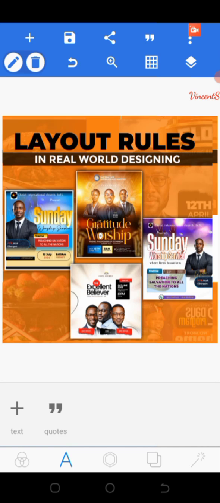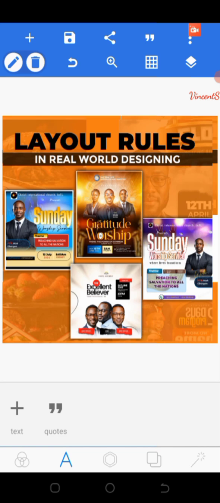Previously, we were looking at the layout law principles in an animated way. It wasn't real world presentations. This time around, I promise that in the next video, we are going to look at the real world designing layout rules, okay? And these that you can see on the screen, these are the real world layout designing rules.